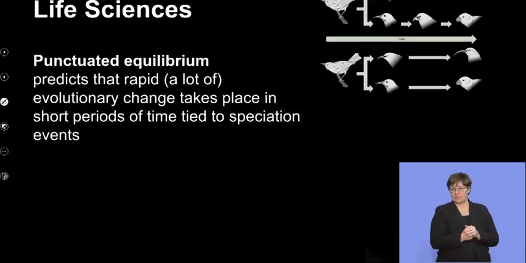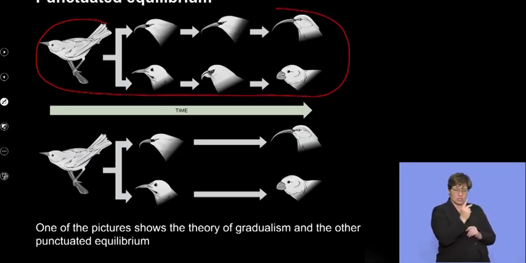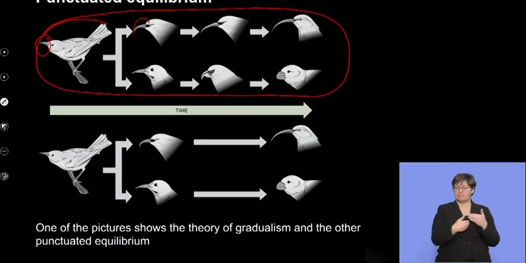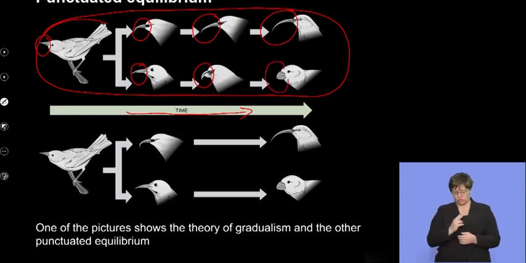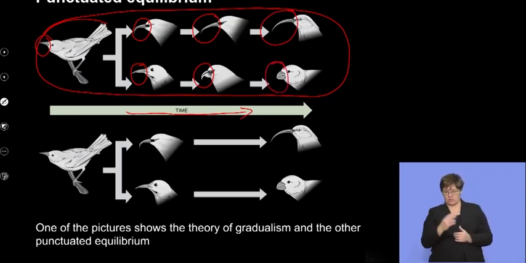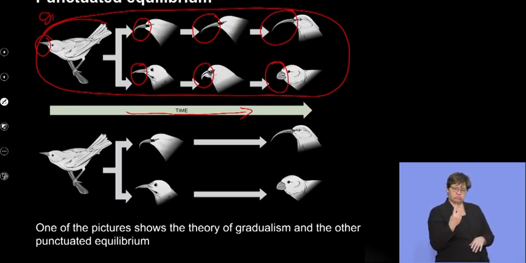So let's have a look at a diagram. Here we can see the first diagram at the top. It shows us a change in birds, specifically in the beak of the birds, and as time goes by, you can see the beaks gradually change until they are what they are at the end. So this is an example of gradualism.